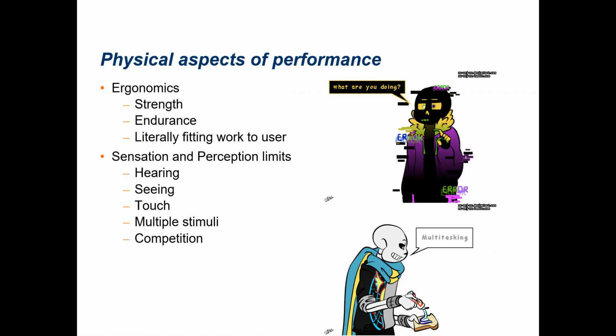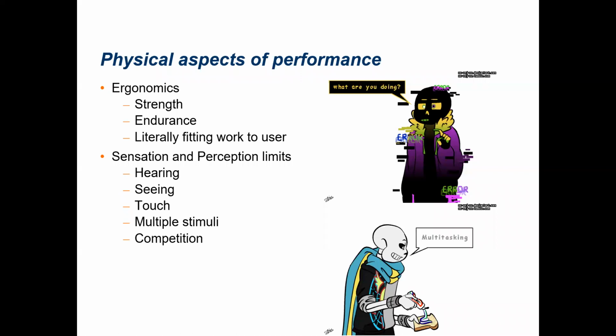Physical aspects of performance. So ergonomics are a big one. Strength and endurance: you are literally fitting the work to the user, in the sense that the user can lift X amount of pounds, so we're going to minimize the job tasks to accommodate that.